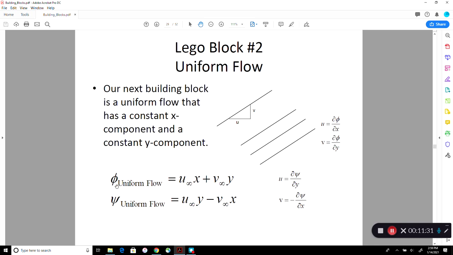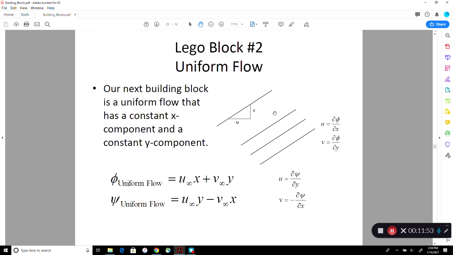So you can define the velocity potential in this manner, because if you take a derivative, you'll get the x component and y component. Or you can define the stream function this way. Then if you take a y derivative, you'll get u infinity. You'll take a negative of x derivative, you'll get v infinity. So this is the second Lego piece. This is for the uniform flow.